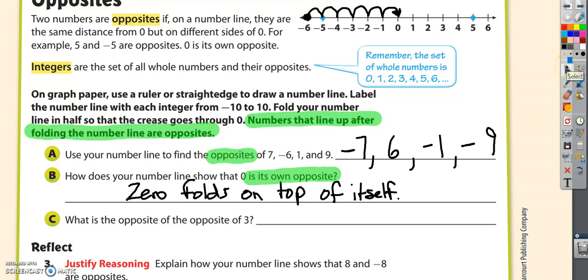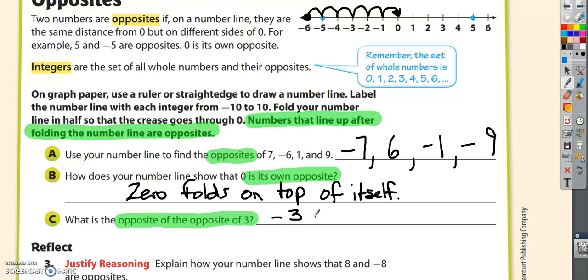All right, question. What is the opposite of the opposite of 3? Some kids misread this, but I'm going to point out what it says. What is the opposite of the opposite of? So there's two opposites there. If I took out part of that question, if it just said what is the opposite of 3, well, what is the opposite of 3? The opposite of 3 would be -3.